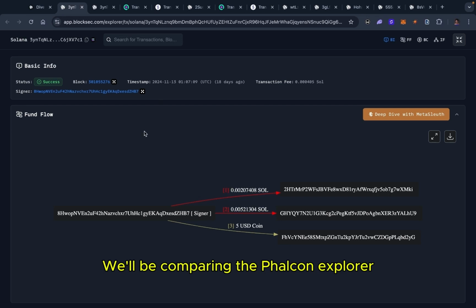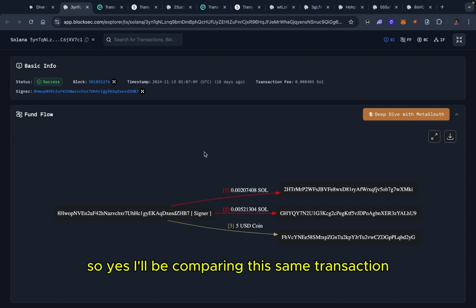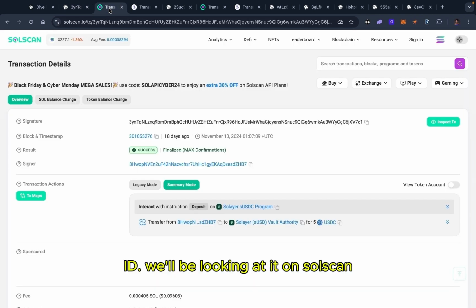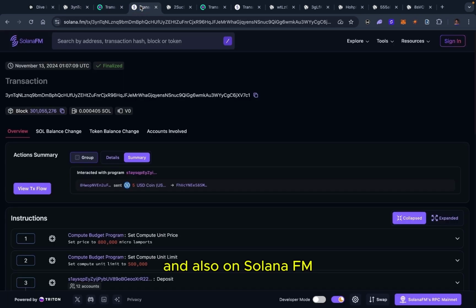We'll be comparing the Phalcon Explorer with other explorers like Solscan and SolanaFM. So yes, I'll be comparing this same transaction ID. We'll be looking at it on Solscan and also on SolanaFM. Let's see what stands out.